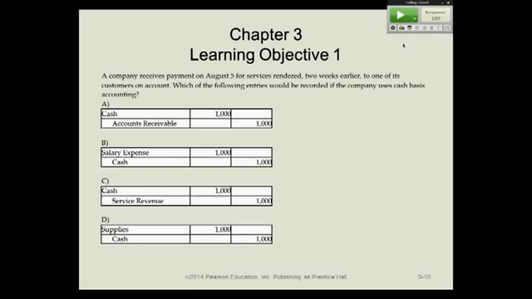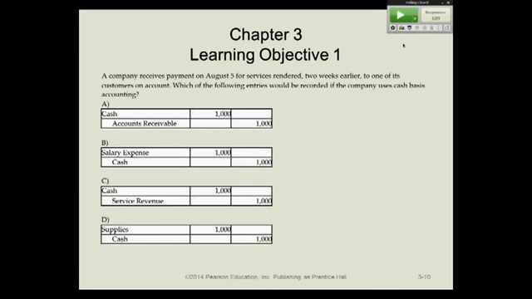I'll read this. It tells you that a company receives a payment on August 5th for services rendered 2 weeks earlier from one of its customers. So now you're receiving cash collections. Which entry would be recorded if the company used the cash basis? So very simply, you collected $5,000 for work you did a couple of weeks ago. How do you record it under the cash basis? In A, do you debit cash, credit accounts receivable? In B, do you debit cash, credit salary expense? Debit salary expense, credit cash. In C, do you debit cash, credit service revenue? And in D, do you debit supplies and credit cash?